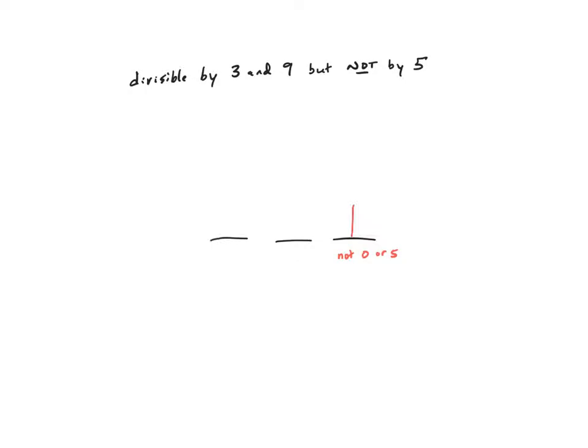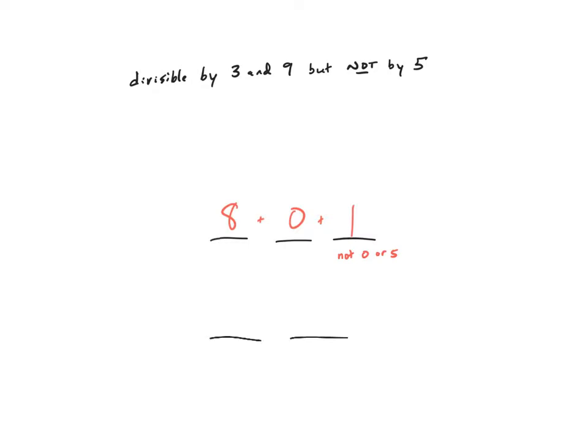The rule for 3 and 9 both has to do with the sum of the digits. So the rule for 3 says the sum of the digits must be divisible by 3, and the rule for 9 says the sum of the digits must be divisible by 9. So really what that just means is that the sum of the digits really just must be divisible by 9, because anything that's divisible by 9 will be divisible by 3. So I just want to make the sum of the digits equal a multiple of 9. The easiest way to do that would just be to add up to 9. 8 plus 0 plus 1 equals 9, and 9 is divisible by 9.